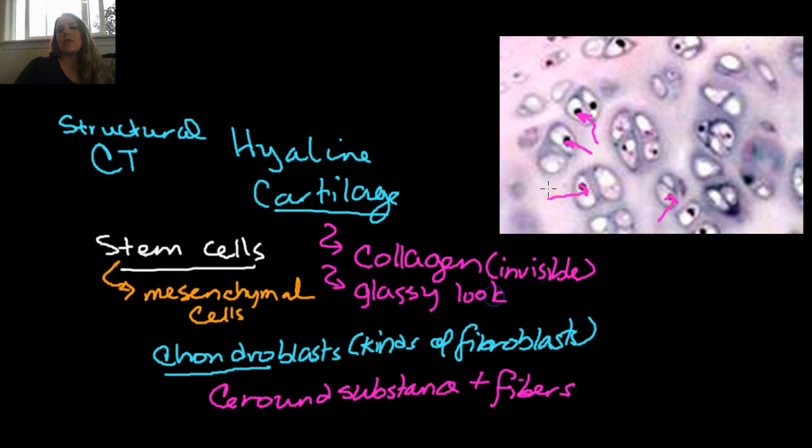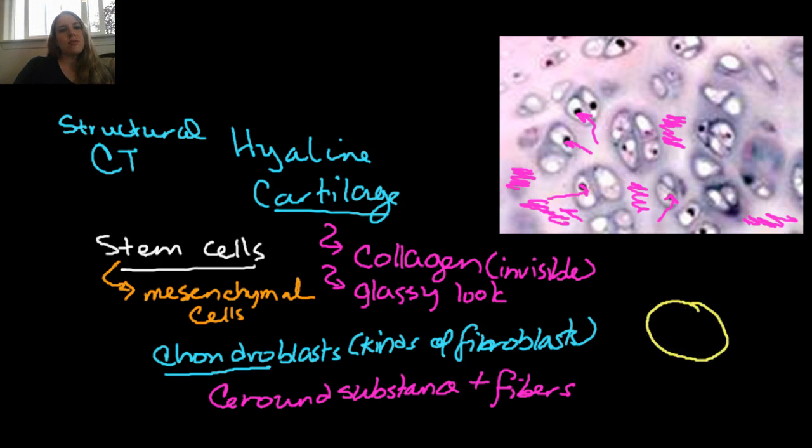So that's what all this stuff here is, right? All that stuff around the cells. That's glassy ground substance and collagen fibers all around. So basically these cells are going to start producing ground substance and collagen, which will just ooze out, and eventually you're going to end up with the chondrocyte in its own little space.